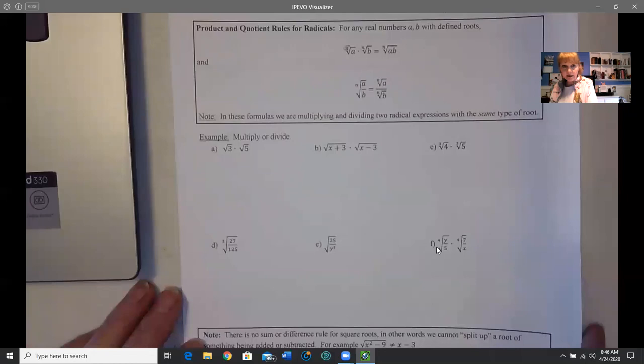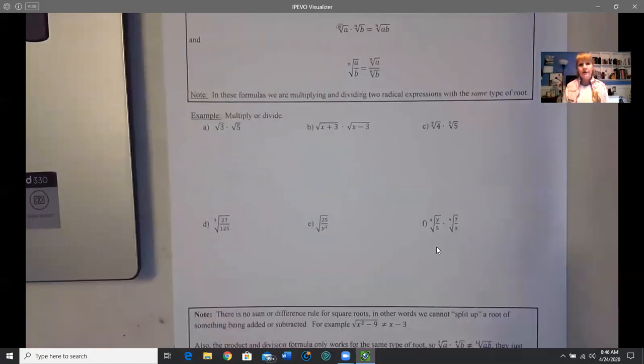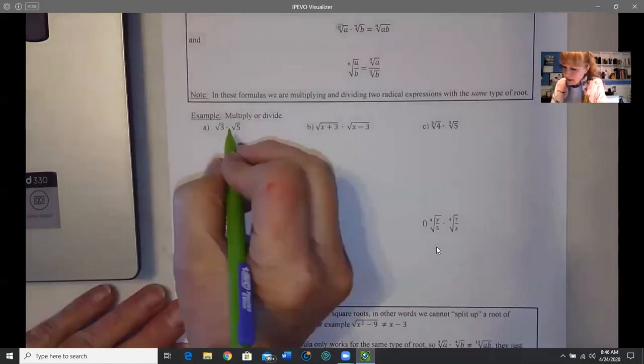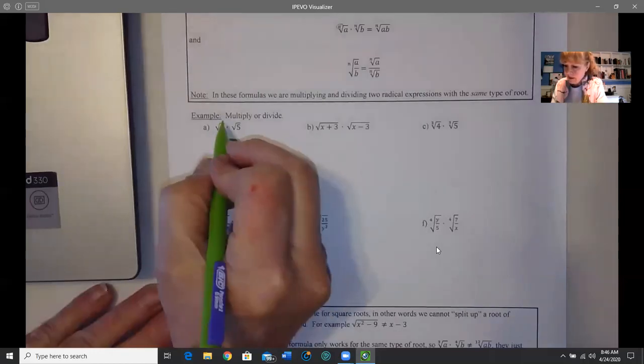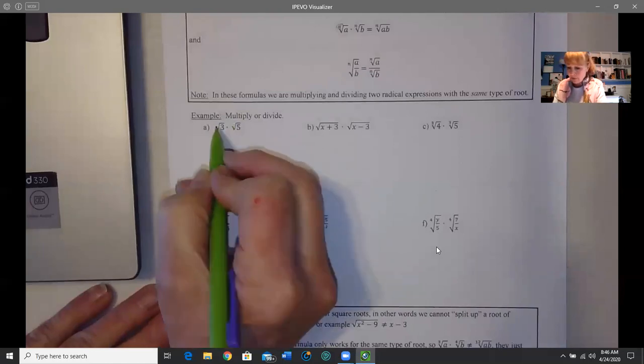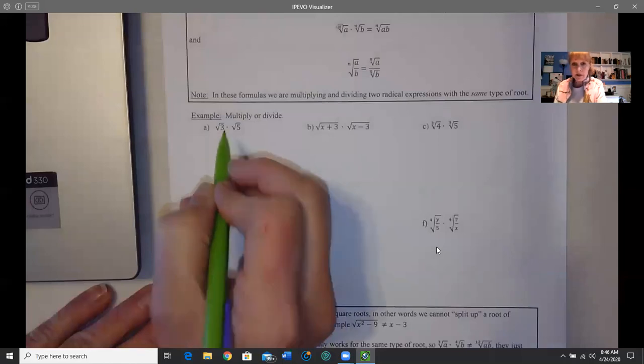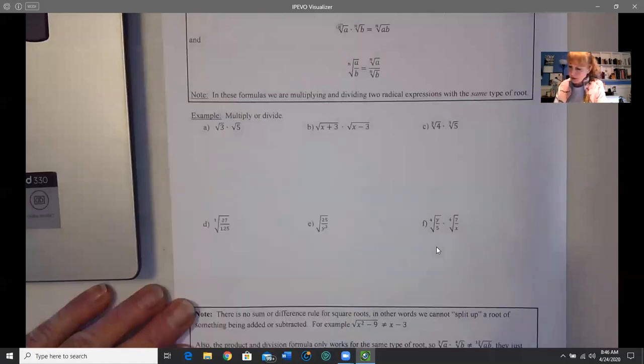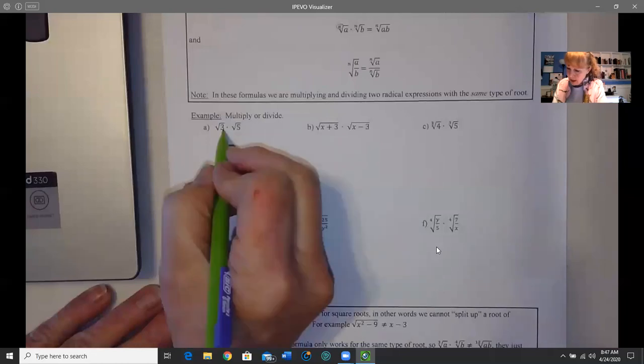Okay, now let's go ahead and look at multiply or divide. And again, we're going to be reducing using what we learned in the introduction if we need to. Now, when you multiply these together, because the index is the same on both of these, they're both a 2, you can go ahead and multiply what's inside. If I had numbers out in front, I would multiply the numbers out in front together. But here, we're going to multiply these.